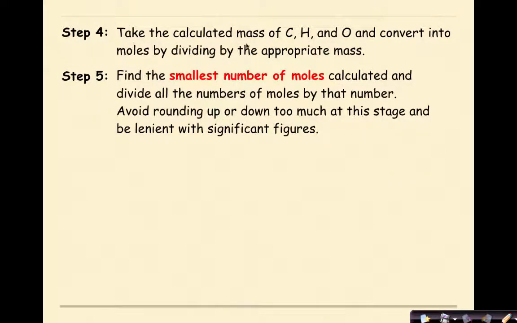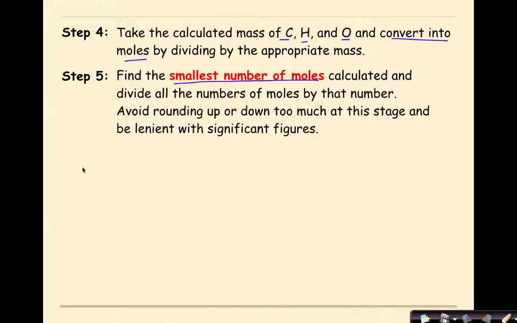So we're going to take the calculated mass of carbon, hydrogen, and oxygen and convert into moles by dividing by the appropriate mass, just like we've seen before with calculating empirical formulas. Then again, just like we saw before, find the smallest number of moles calculated, divide all the numbers of moles by that number, avoid rounding up or down too much at this stage, and be lenient with significant figures.